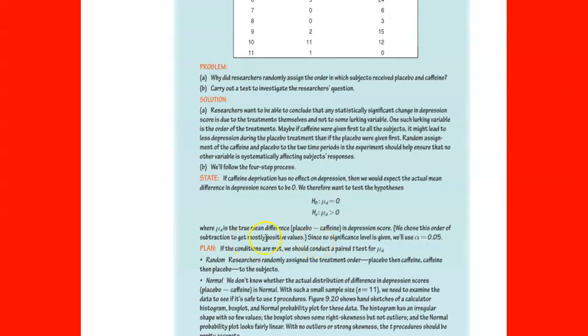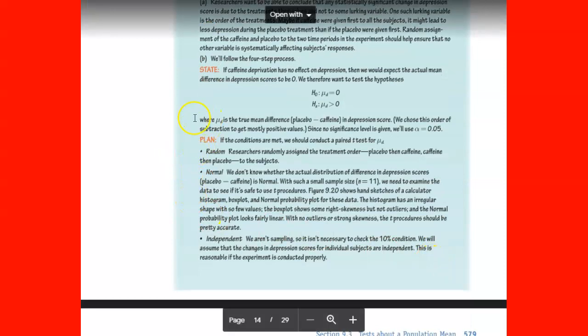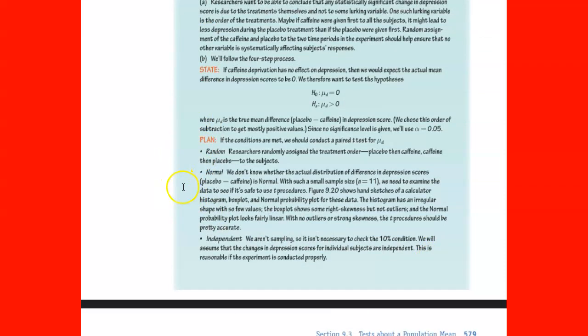So we tell our reader, oh, we took placebo minus caffeine, and we're wondering if that difference on average is positive, if there is some greater depression among those with the placebo than the caffeine. Since they didn't tell us a significance level, we're going to use alpha equals 0.05. State, plan, do, conclude. You know, the plan part of it has checking your conditions: randomness, normality, and independence. Random. What was random is the order. Half the group got the placebo first, then the caffeine a couple days later, and half the group got the caffeine first, then the placebo.